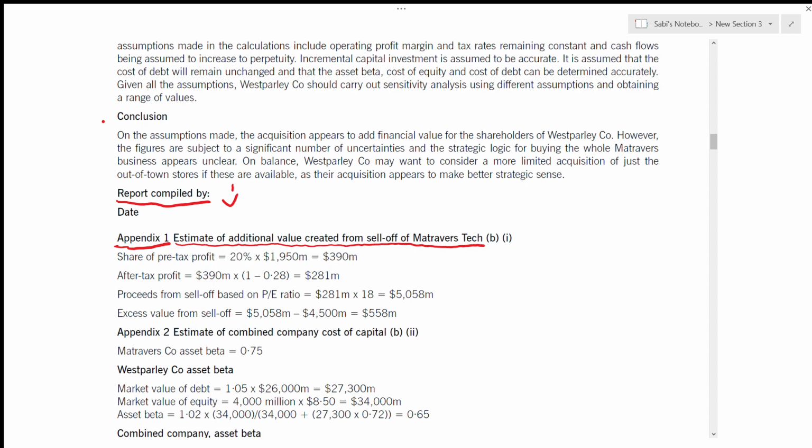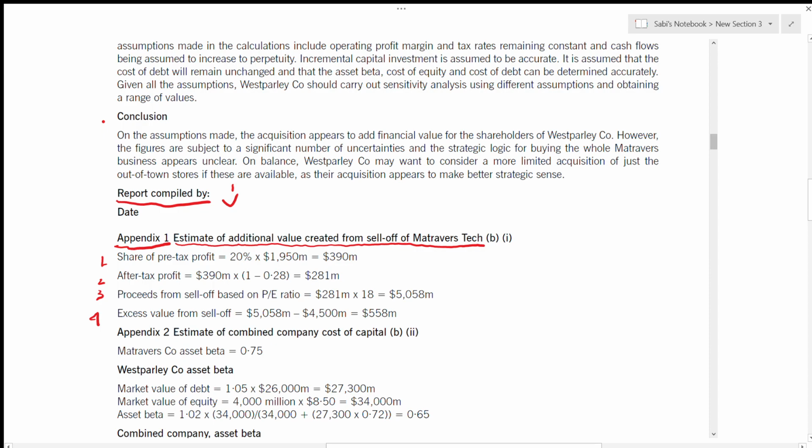So now, first line. I'm going line by line. Let me put the numbers 1, 2, 3, 4 like this. First, share of pre-tax profit. You are taking 20% of the pre-tax profit. After this, you are taking after-tax profit. Tax is 28%, so you multiply by 0.72, or 1 minus 0.28. You are getting this. Go to the third step.